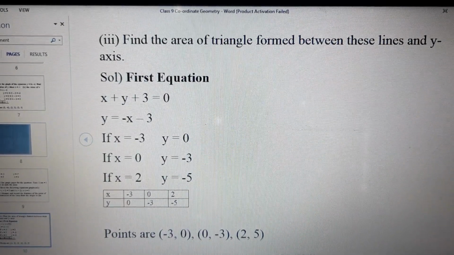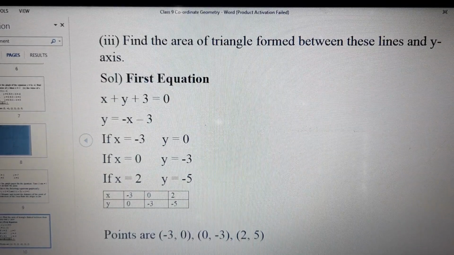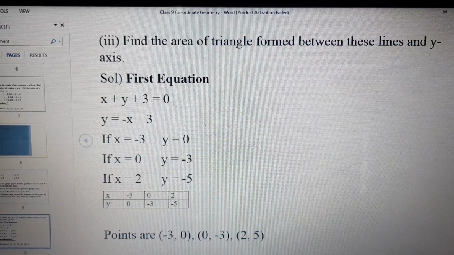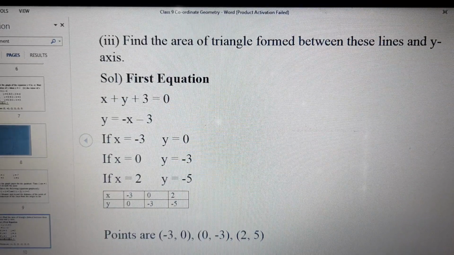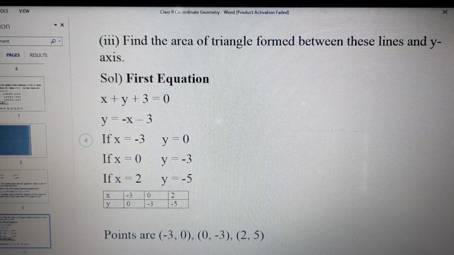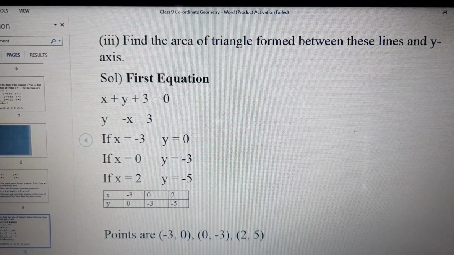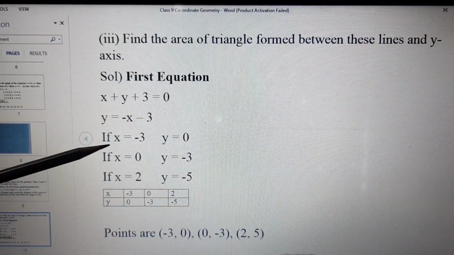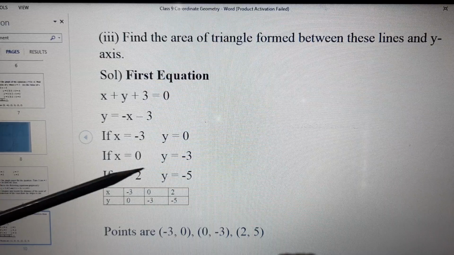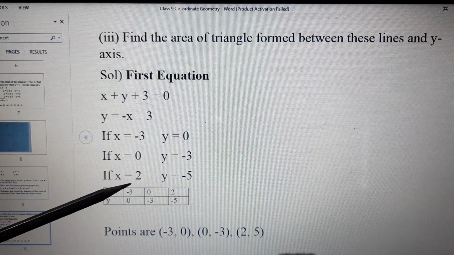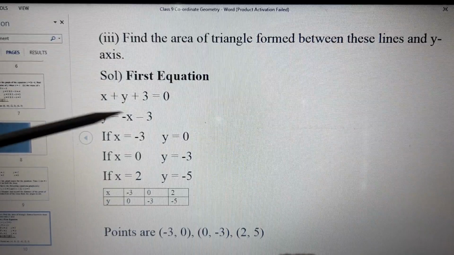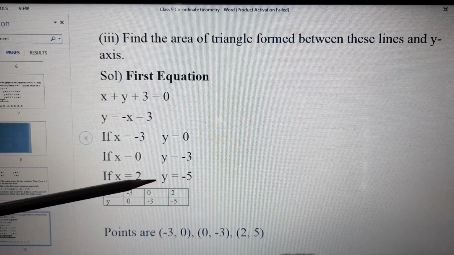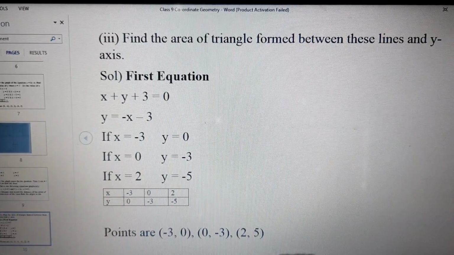Now you have to be smart enough when you are assuming 3 values of x. We don't have it here, but in case you have a denominator of 3, then you have to assume values so that the numerator is divisible by 3. So if x is minus 3, the value of y is 0. If x is 0, then y is minus 3. If x is 2, then y is minus 5. The points are minus 3 comma 0, 0 comma minus 3 and 2 comma minus 5.